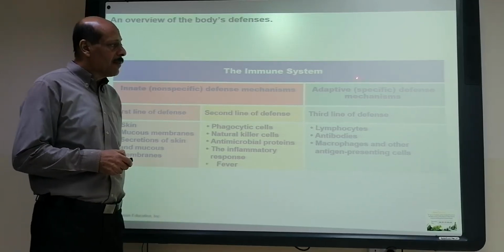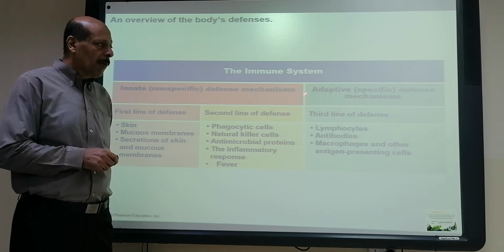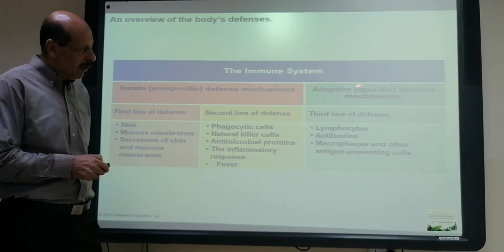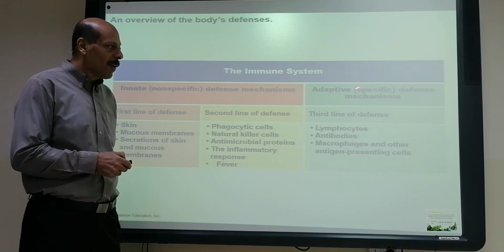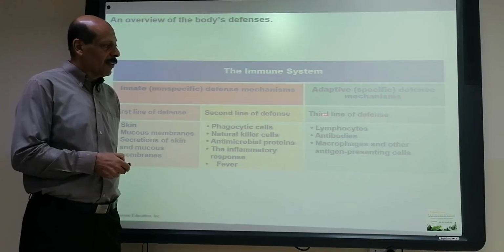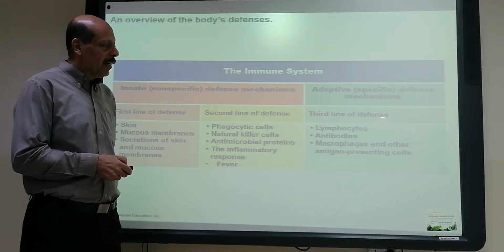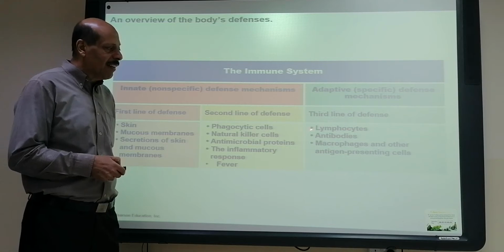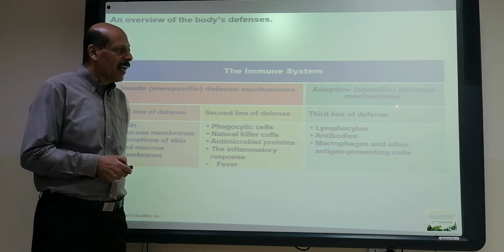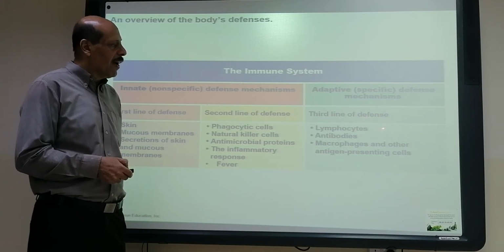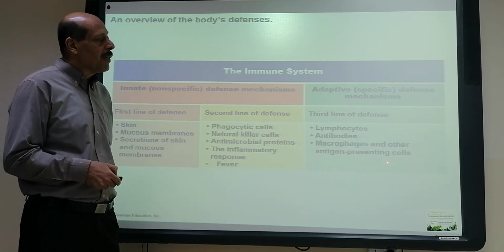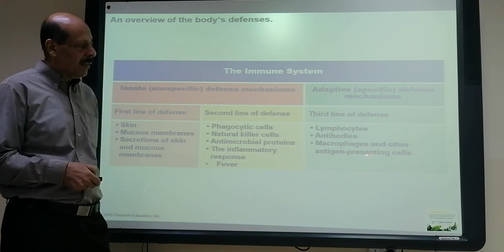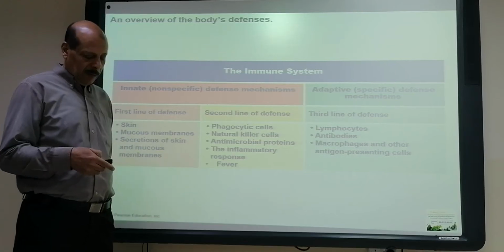In the adaptive specific immune system, as its name suggests, it is adaptive to change. So it is the adaptation of the body to the presence of some foreign materials by producing antibodies against them. The third line of defense mechanism includes the lymphocytes and the antibodies, which will be formed specifically against a specific microorganism, bacteria, or virus, and we have the macrophages and other antigen presenting cells.